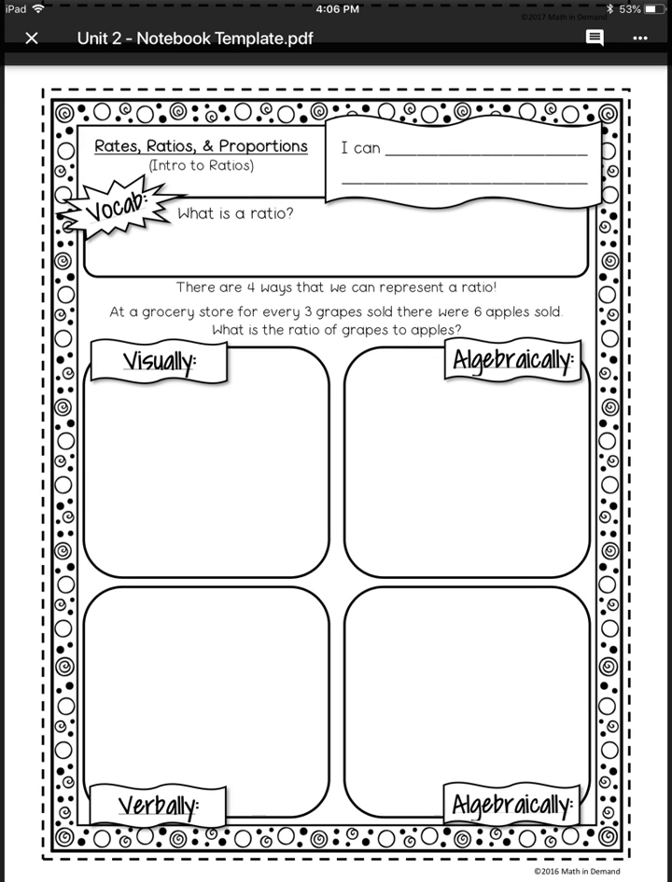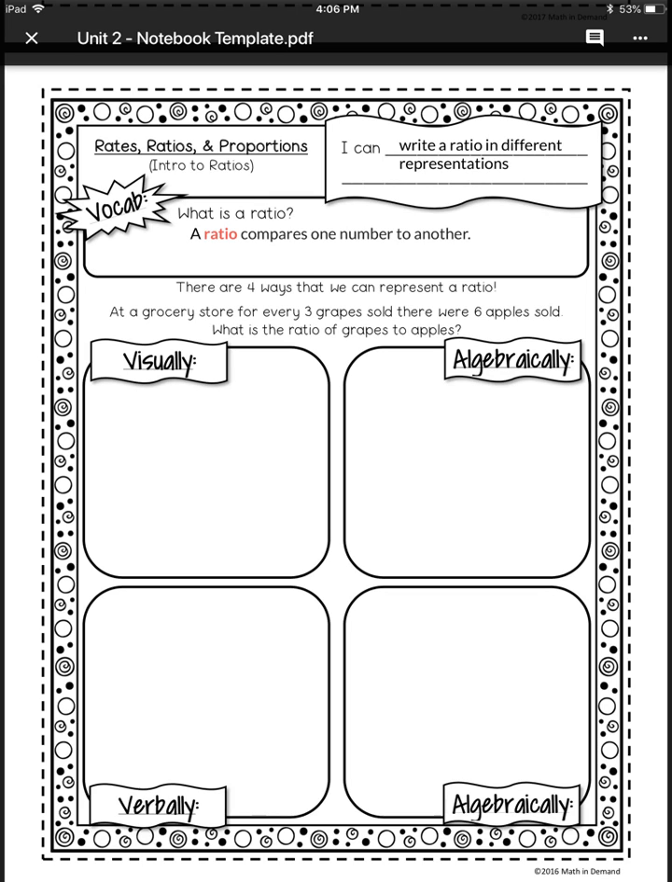Now on this page, we will be introducing ratios. Our learning goal is, I can write a ratio in different representations. What is a ratio? A ratio compares one number to another number, either with a fraction, the word to, or the symbol colon. There are 4 ways that we can represent a ratio. We can do it visually, algebraically, verbally, or, again, algebraically.